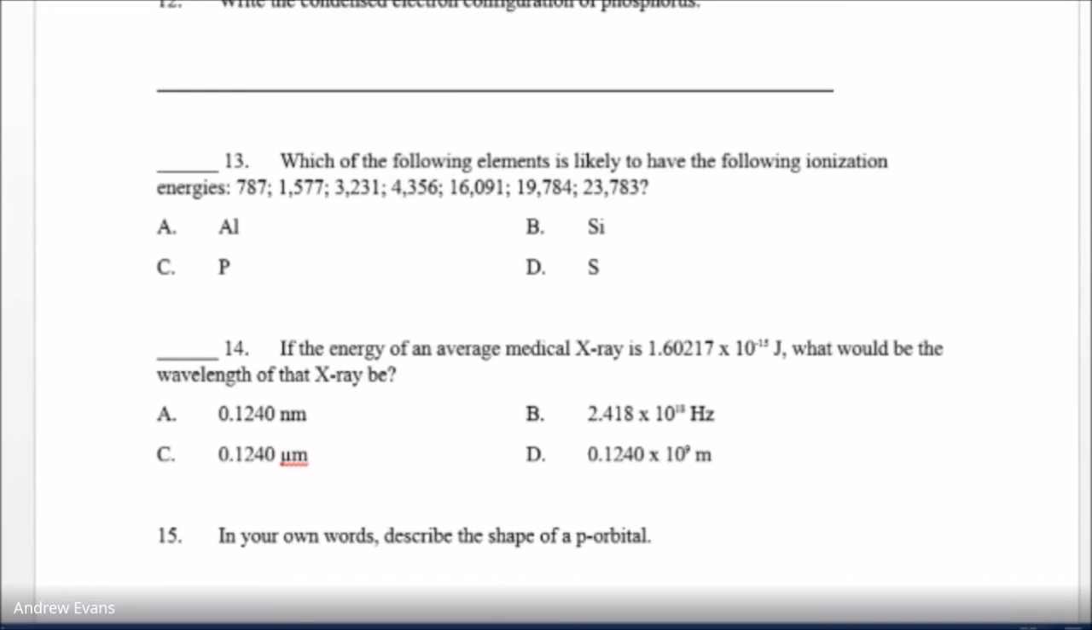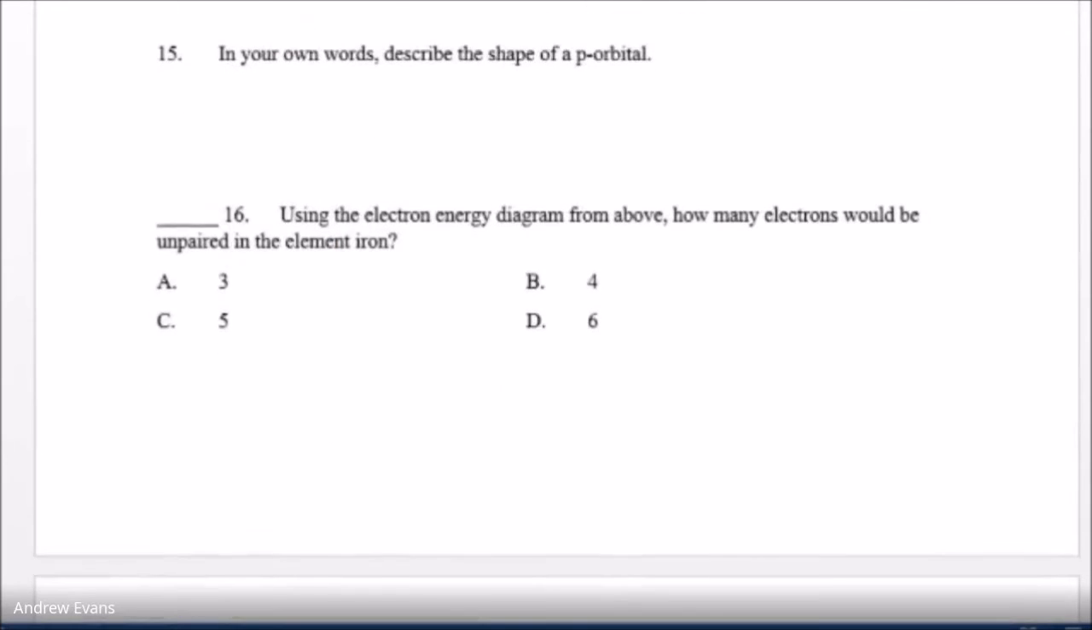The next one, in your own words, describe the shape of a p orbital. Well, I'm not going to necessarily ask you this, but it's a dumbbell or a figure eight or infinity sign. It's asking you to think about what S is, just a sphere, P is the figure eight, the D is like the clover leaf.